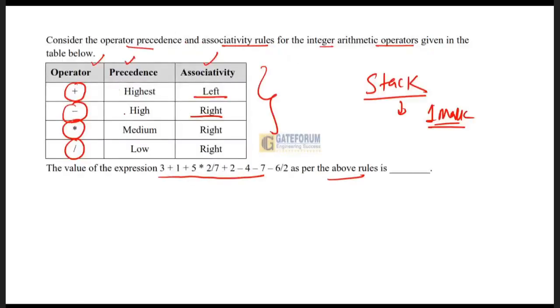The equation given is 3 plus 1 plus 5 into 2 divided by 7 plus 2 minus 4 minus 7 minus 6 divided by 2. This is the equation given to us, and we need to follow this particular table as the associativity rule. So I am first solving the arithmetic operation plus, which is the highest precedence, and the associativity is left to right. So what is at the leftmost point? At the leftmost point is 3 plus 1.